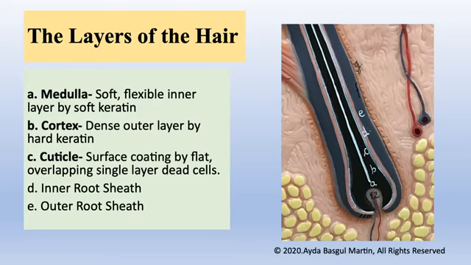Cuticle is the outermost layer of the hair. It's the surface coating formed by a single layer of flat overlapping dead cells. And of course, we have protective layers, the inner and outer root sheath, that cover those three layers. And they are labeled as D and E.